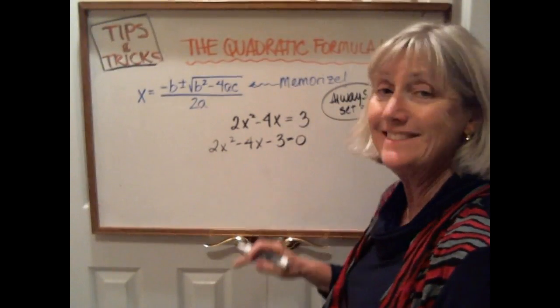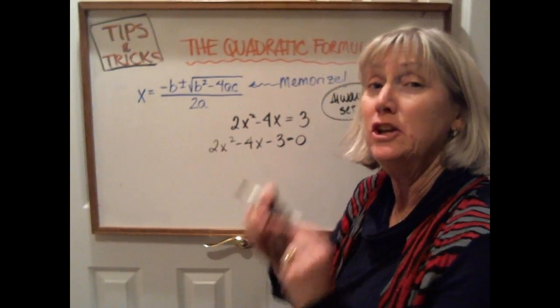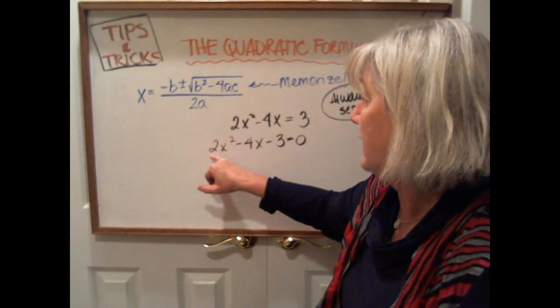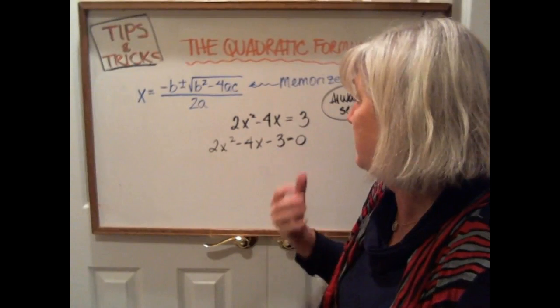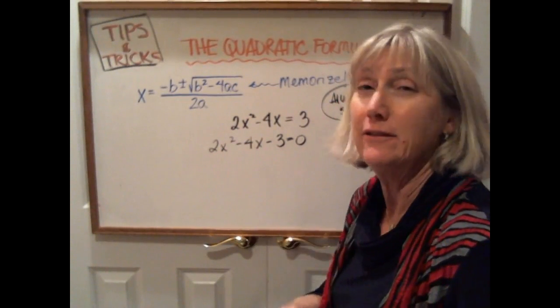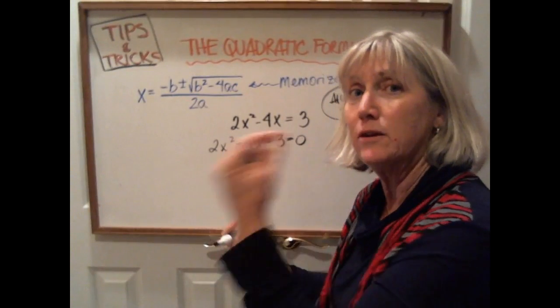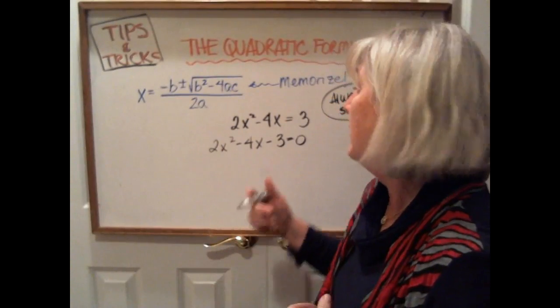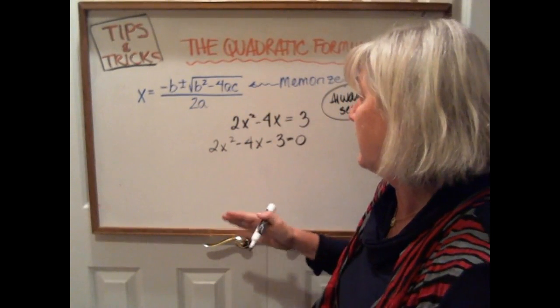Now that means this is set to use the quadratic formula. Now, first choice is always factoring, but if we check the AC method, 2 times -3 is -6, and there's no factors of -6 that add to -4. So we're up to either completing the square or the quadratic formula. You need to know both. This is going to be about the quadratic formula.